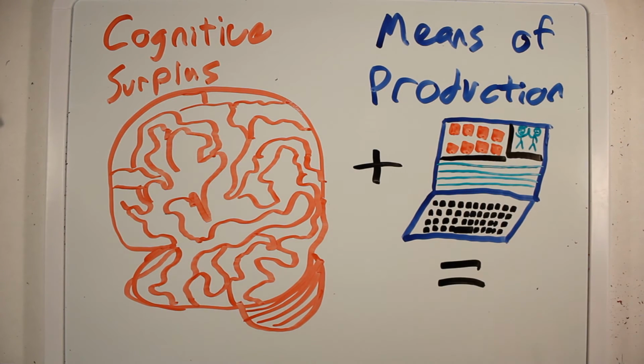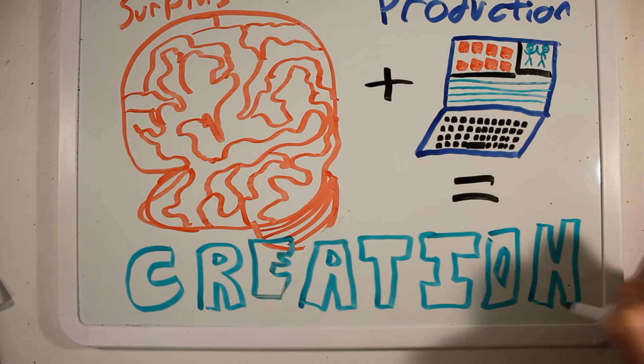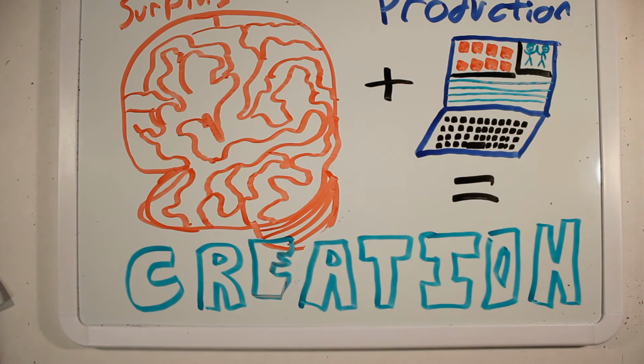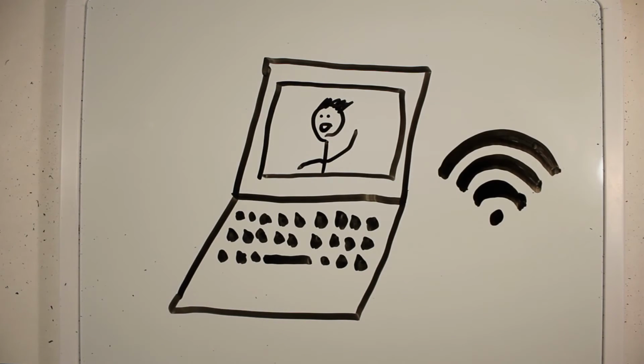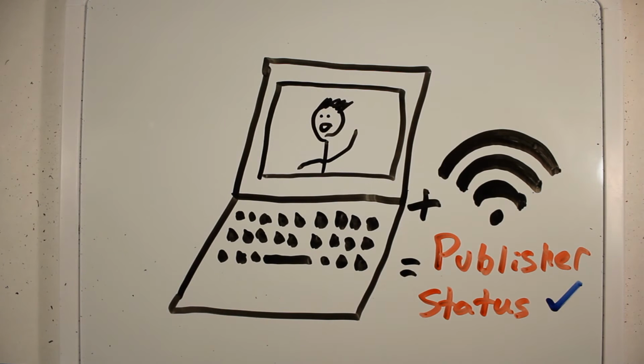And so we see that when you combine cognitive surplus with ever-expanding means of production, you get something incredible. What we see is a huge explosion in the ability of individuals who have something to say creatively to get that out and get it in front of millions of people. Today, self-publication is easier and more accessible than ever before. All you need is a computer and an internet connection, and you're a publisher.